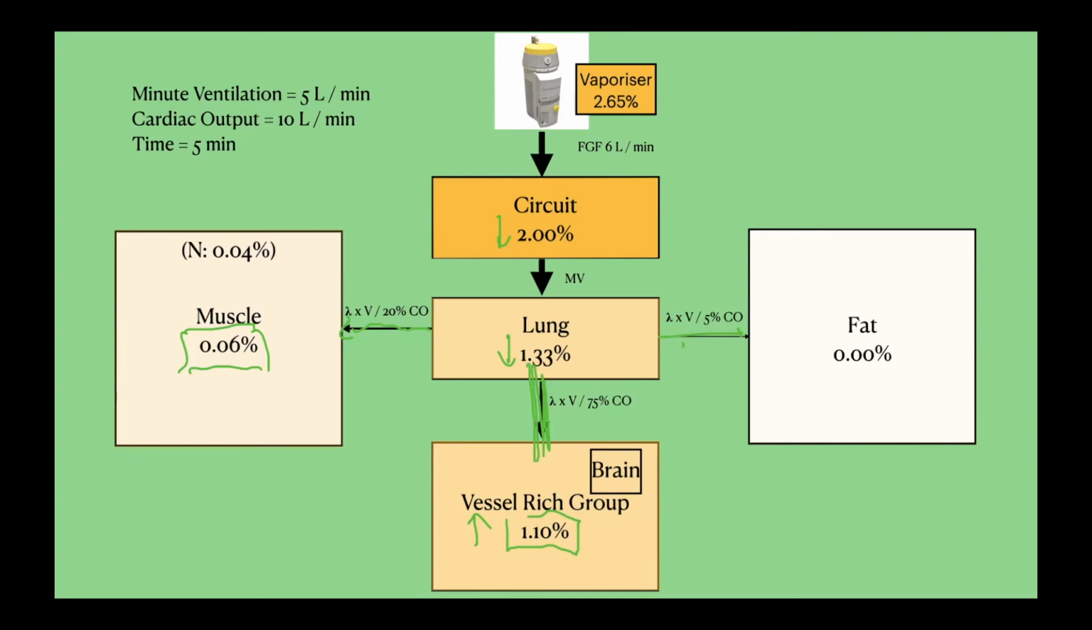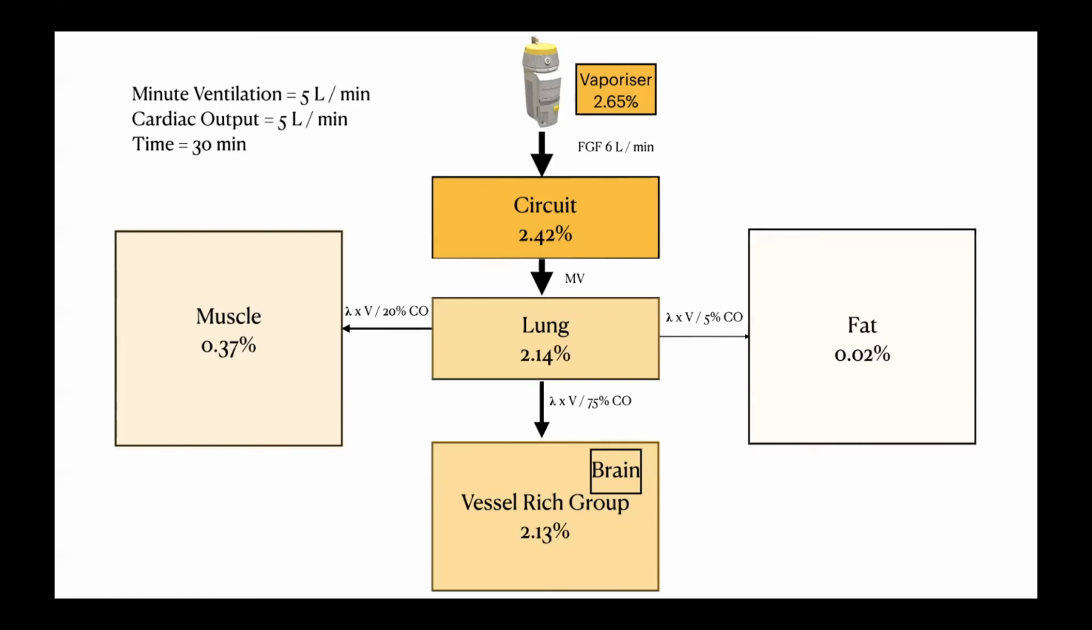But the downside to this is that because you're having a lot more distribution from the increase in cardiac output, you are only achieving a much lower concentration. And therefore, even though you're reaching equilibration faster, it's equilibrating at a much lower concentration. And that explains why onset in a patient with a high cardiac output is slower, unless you correct it by increasing your fraction inspired of volatile agent.